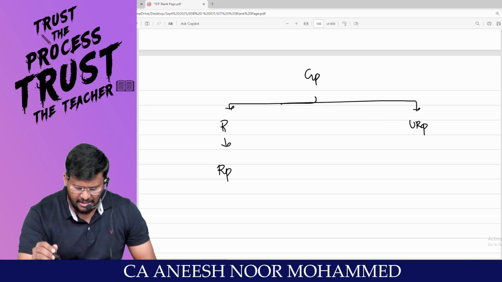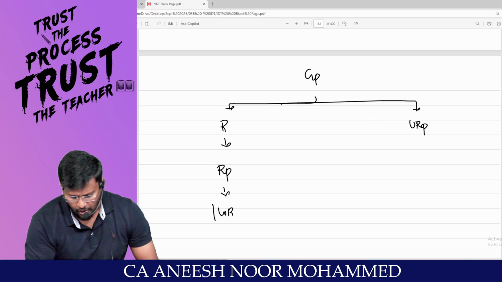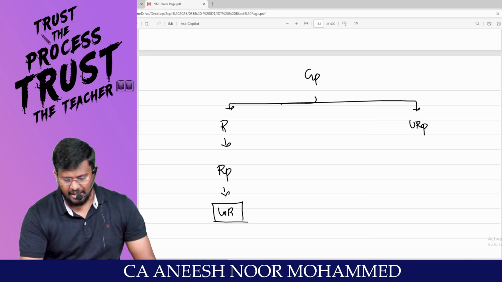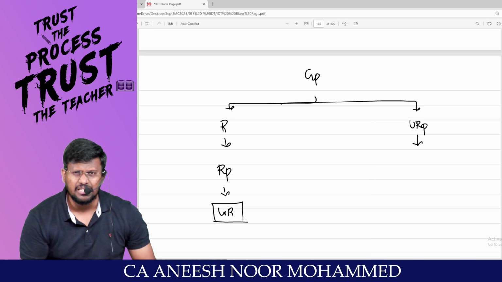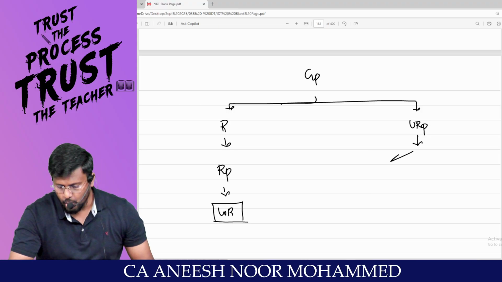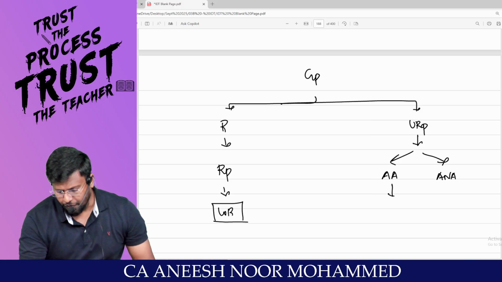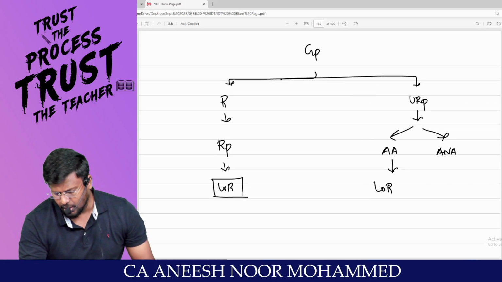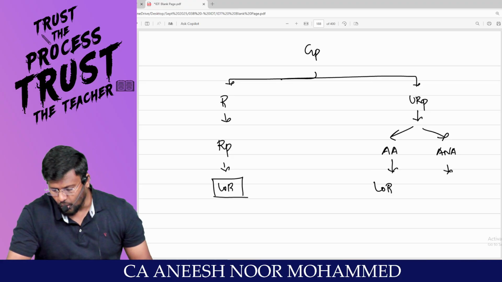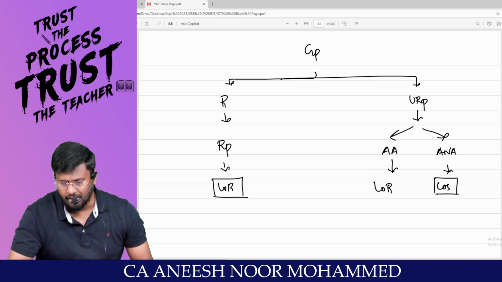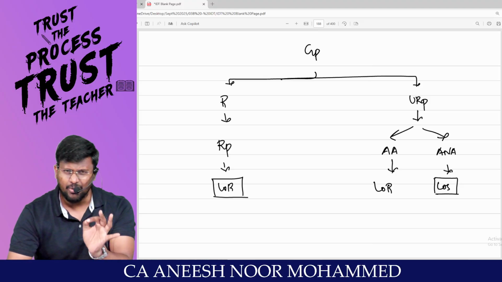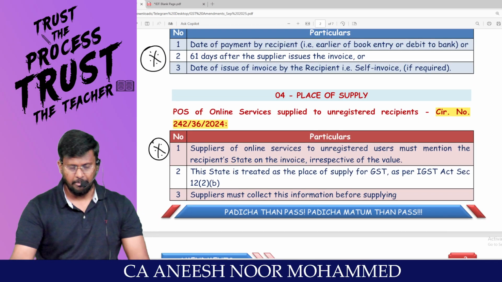If the recipient is a registered person, the location of the recipient, that's it. If the recipient is an unregistered person, my dear lovable students, you have to check whether the address is available or not. If the address is available, again the location of the recipient. If the address is not available, the location of the supplier. This is the provision we studied. There is no change, but they said that.